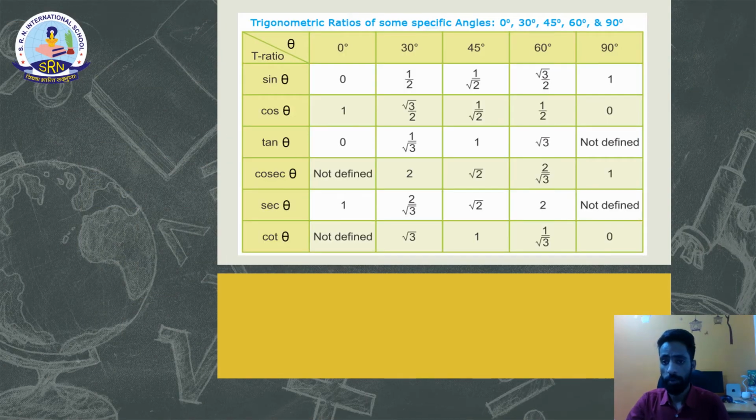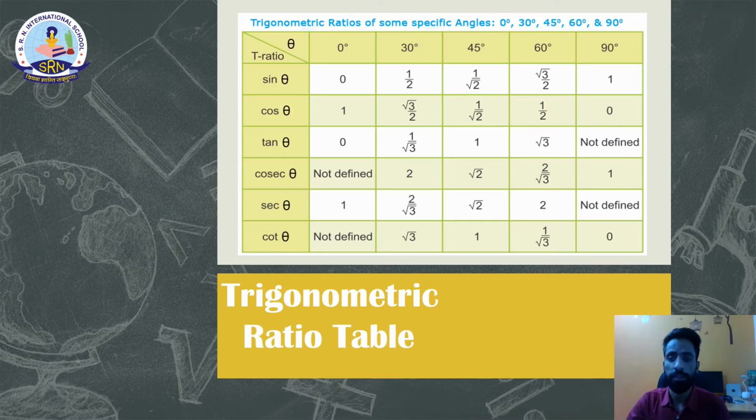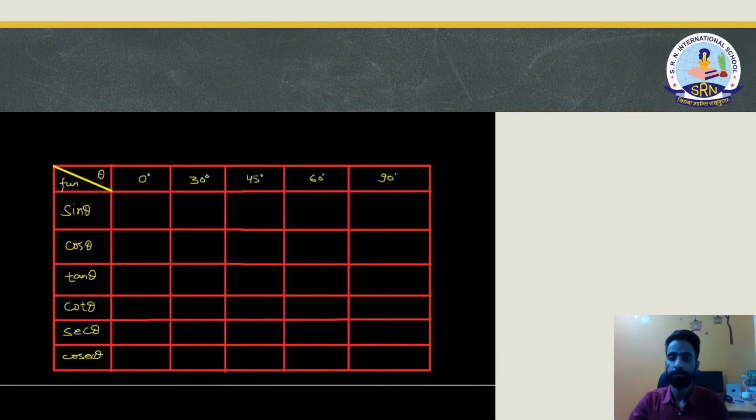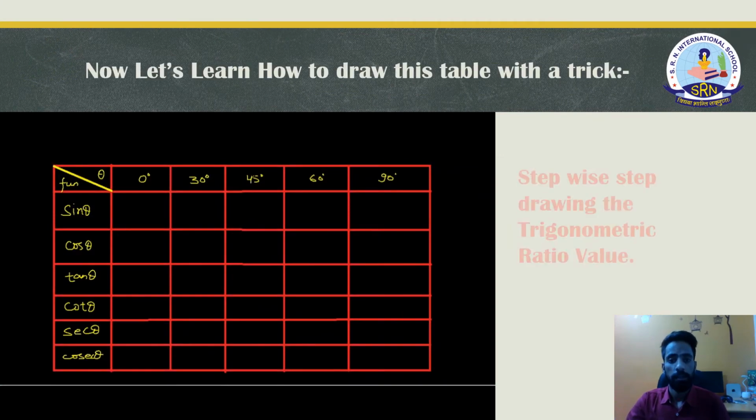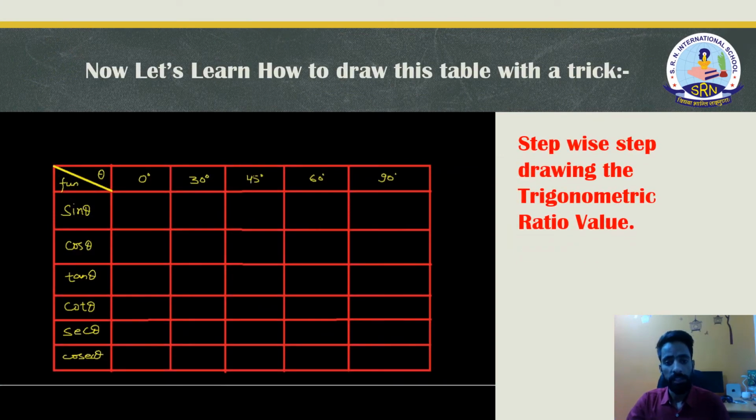Moving next, this is the table that we are going to draw. Today we are going to learn how we can draw this trigonometry ratio table. So let's start. These are the 6 trigonometric functions you can see here, and these are the angles which are the fundamental angles of the first quadrant. So let's begin.